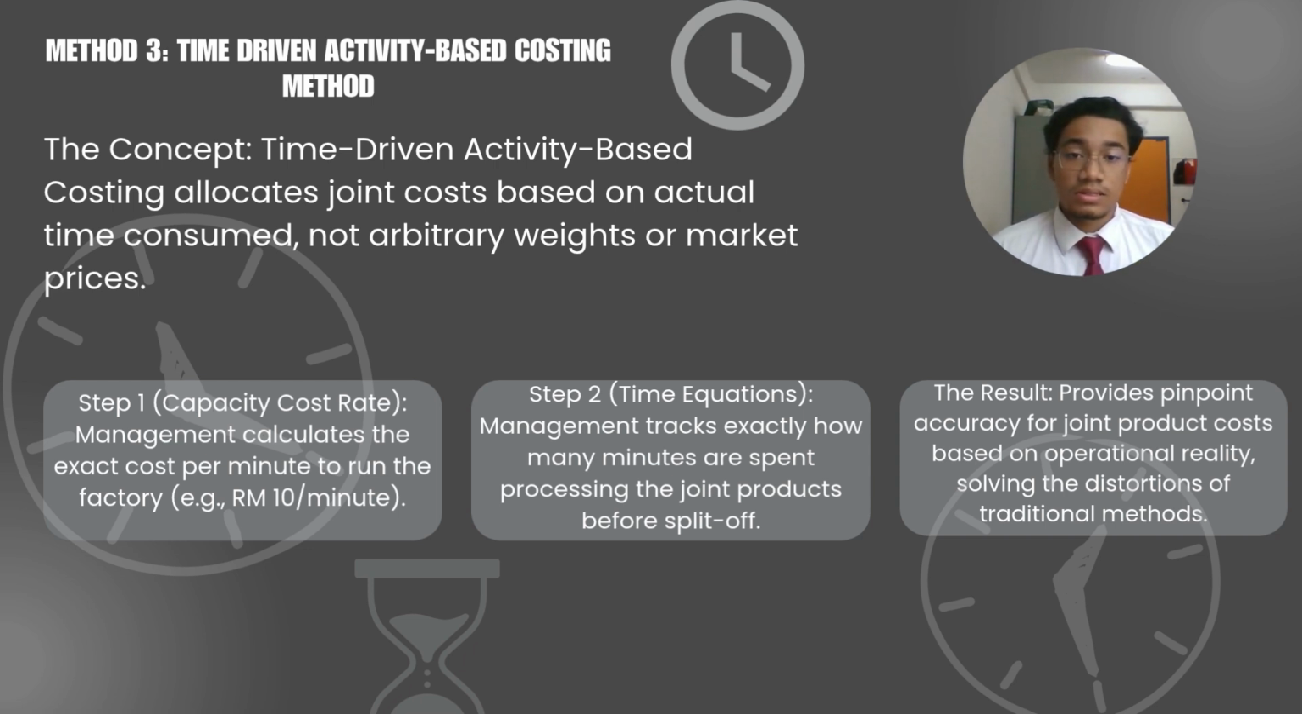To conclude, this article successfully demonstrates that managing joint products requires more than splitting at the cutoff point. It requires an understanding of the operational drivers behind those costs. While the study proves that TDABC provides superior accuracy for joint product costing in the Malaysian agriculture sector, it also notes that implementing such a system requires significant time, data, and commitment.